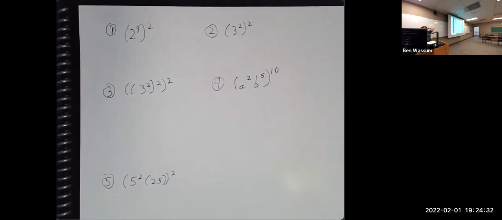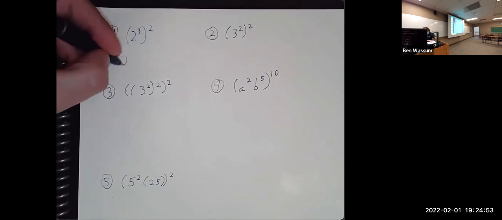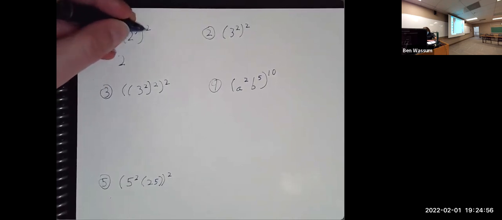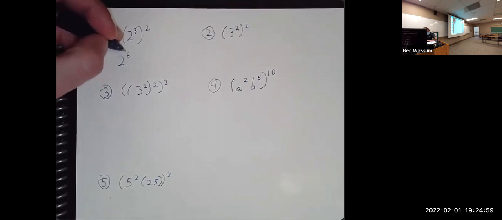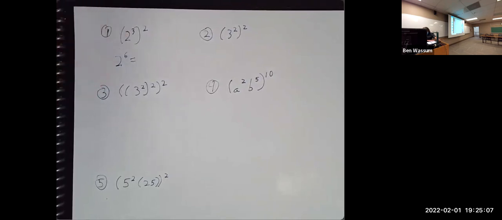So we have tons of examples. Some are scarier looking than others. But based on what we just learned, number one, we would literally just multiply these powers together, right? So we would have 2 to the 3 times 2 is what? 6. And so we're just going to use our best judgment on the ones that we can multiply together. So 2 to the 6, I think that's an easy enough one to do, right?